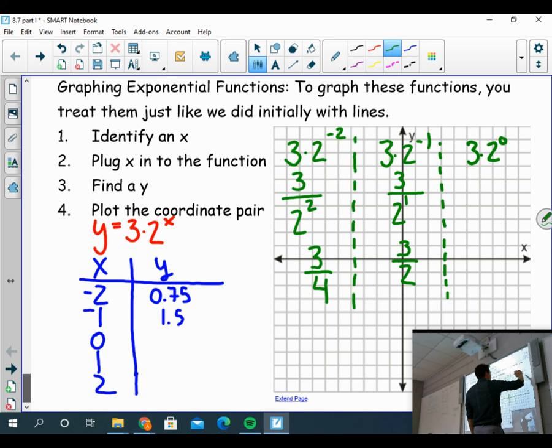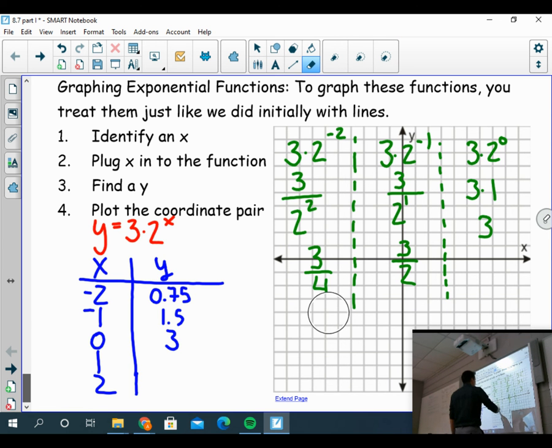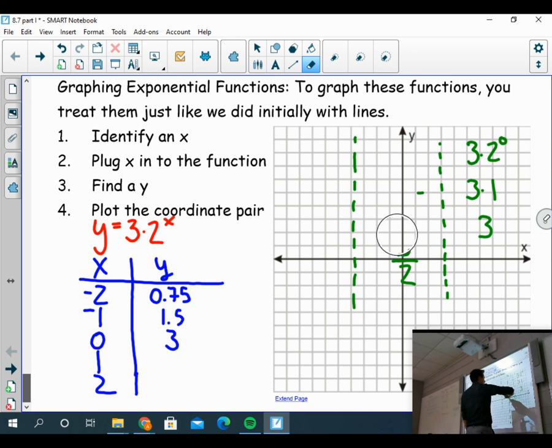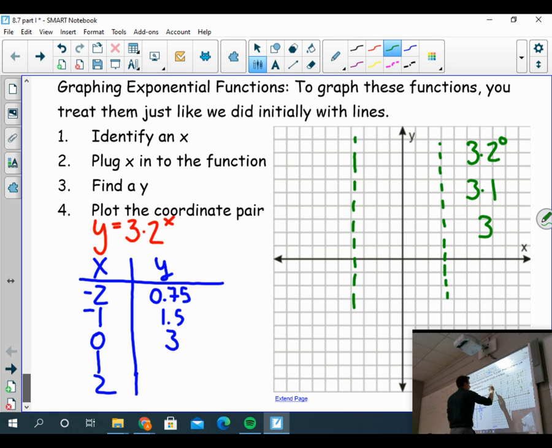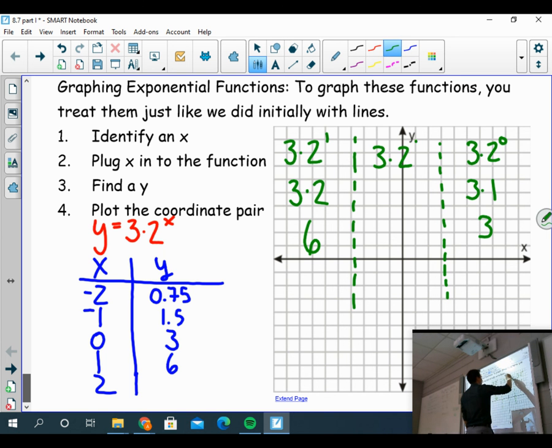Again, exponent rules: anything to the 0 power, except for 0 to the 0, is 1. And 3 times 1 leaves me with 3. Plug in our next x value, 3 times 2 to the first power. 2 to the first power is 2. 3 times 2 is 6. And 3 times 2 to the second power. 2 to the second is 4. 3 times 4 is 12.